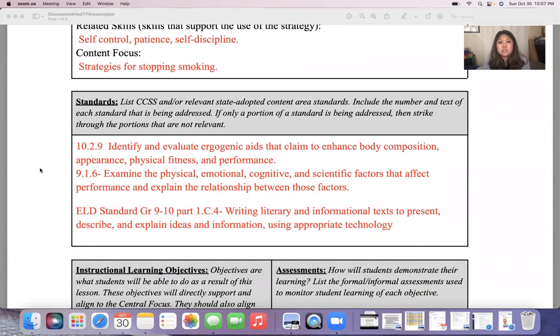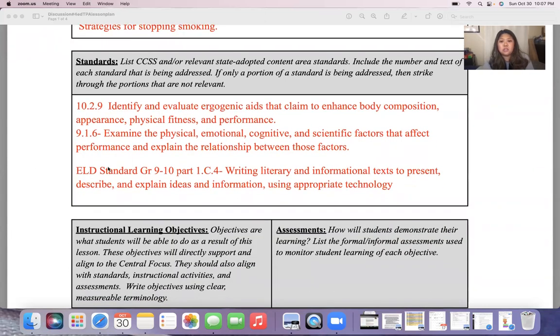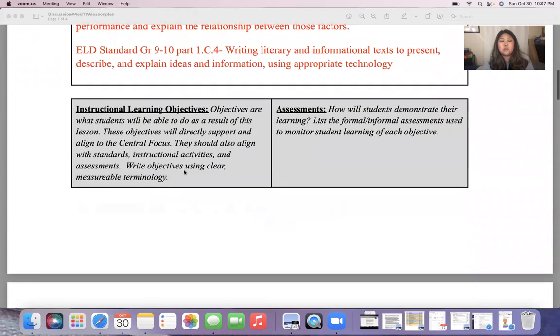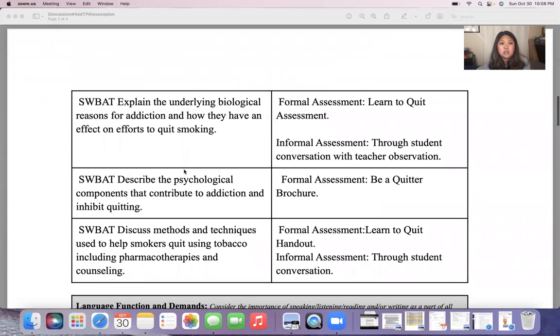Here we have our standards listed. The first two are our California state standards, and then we have the English Language Development Standard for our English learners. Below that, we have our instructional learning objectives, so this supports our central focus. We say that the students will be able to explain, describe, and discuss the different aspects of these strategies.